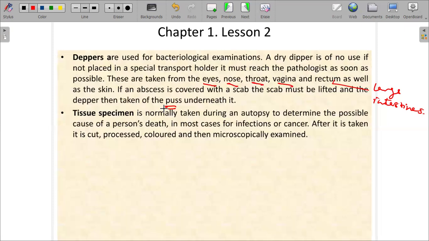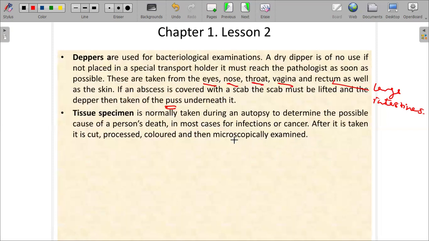And then we've got tissue specimen, which is normally taken during an autopsy to determine the possible cause of death, in most cases for infections or cancer. So the tissue specimen is normally taken in order to identify possible causes of a person's death and also any other infections. After it is taken, it is cut, processed, colored, and then microscopically examined.